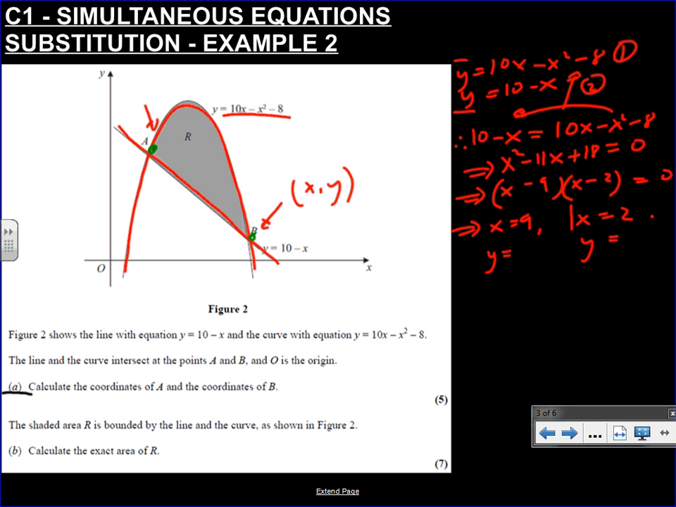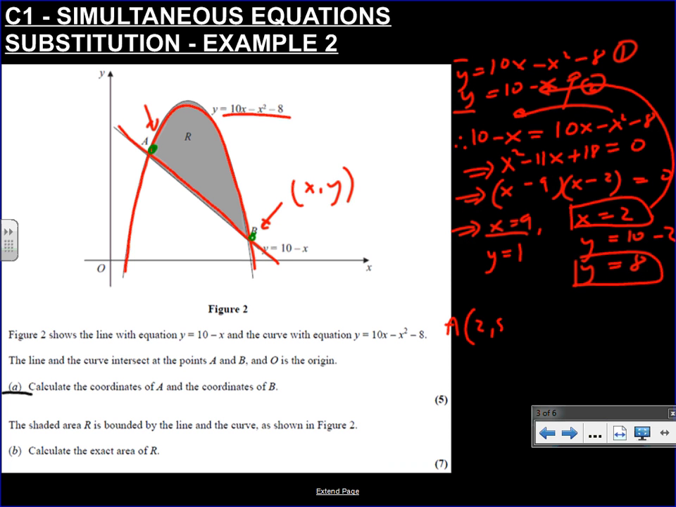So if x is 2, we know if we shove that into one of those equations, it doesn't matter which equation we use, because remember, x and y are the same in both of these equations because they cross at the same point. So y must equal 10 minus x, which is 2, so therefore y is 8. And for this x equals 9, put that in there as well, 10 minus 9, y equals 1. But I wouldn't leave it like that. I'd give it a name, so we know that A is when x is 2 and y is 8, and B when x is 9 and y is 1. And we're finished.